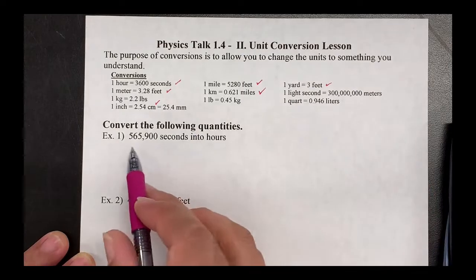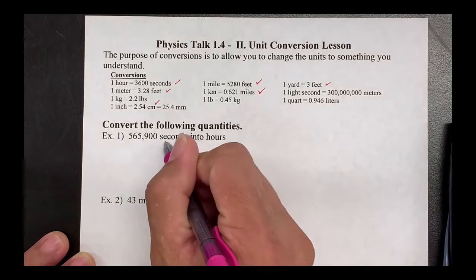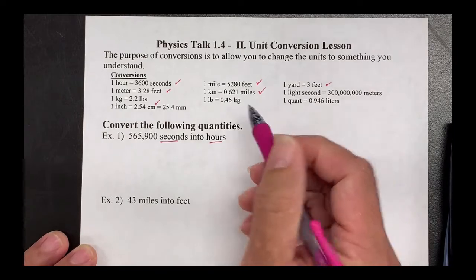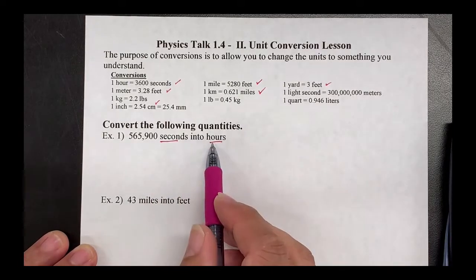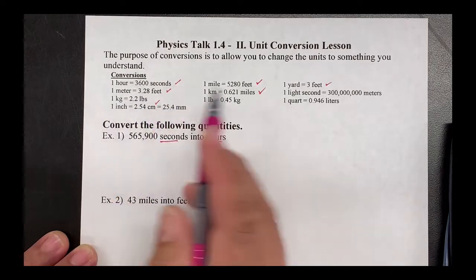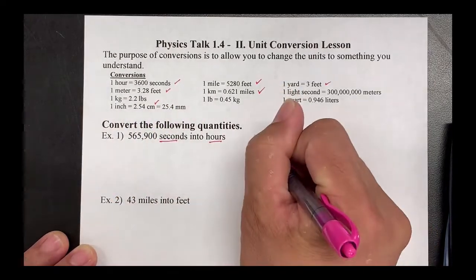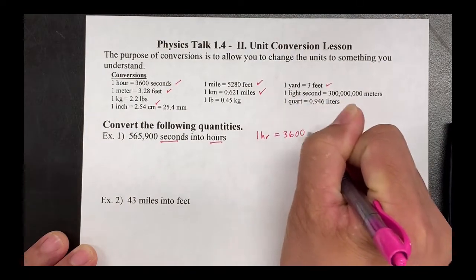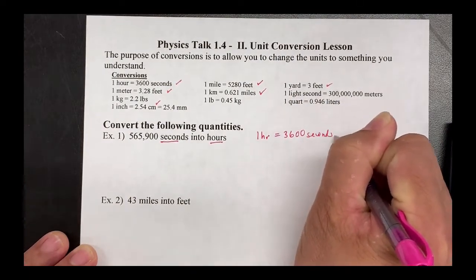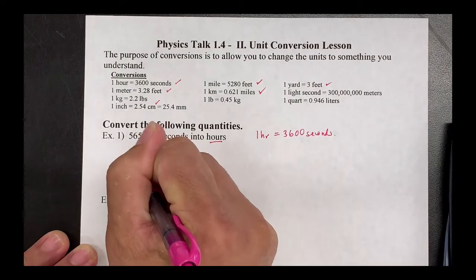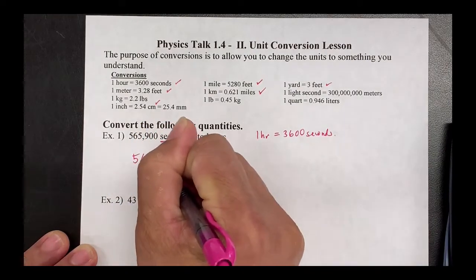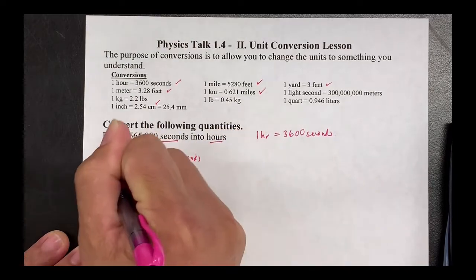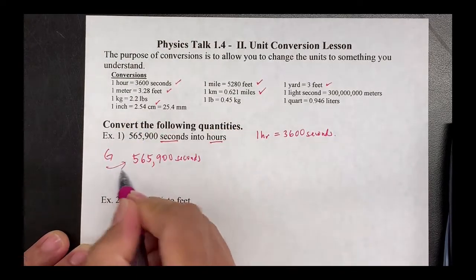So if I were to do this, the idea of conversions is I just want to change the seconds into hours. And to do that, I got to pick my conversion to do that. And when you look at the list, you can see that 1 hour equals 3,600 seconds. So I'm going to write that down. 1 hour equals 3,600 seconds. So then when I set this up, I do 565,900 seconds. This is my given. Whatever is given, I always put on this side.